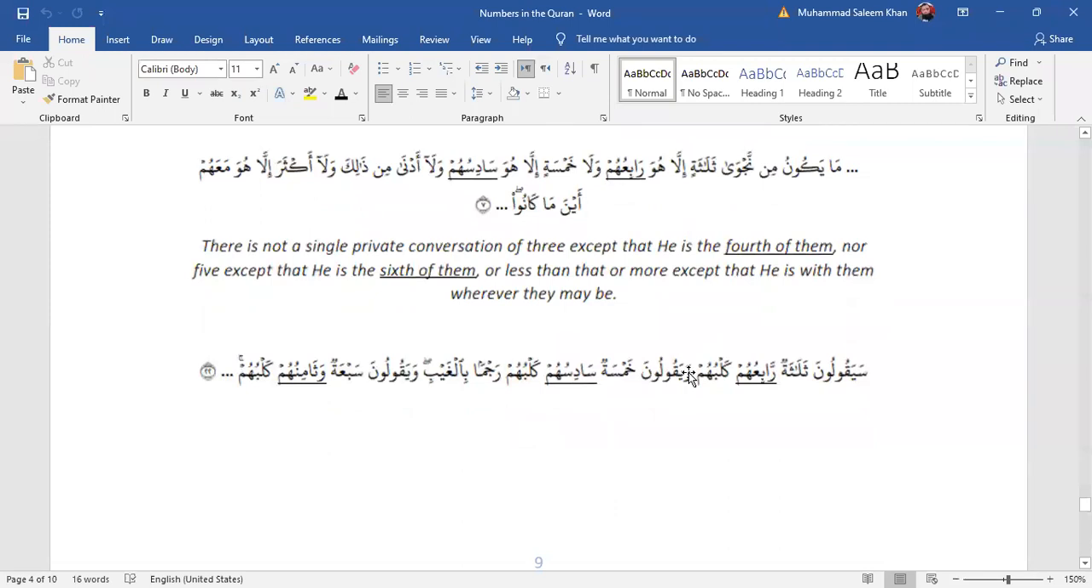And after that, the next ayah comes. Ya ayyuhal ladhina, so please open your mushaf and you can check. Sayaquluna thalathatu rabi'uhum, again rabi'uhum, wa khamsatun sadisuhum, and thaminuhum. So all of them are used on the pattern of fa'il, and they have been used as mudaf, mudaf ilayh.